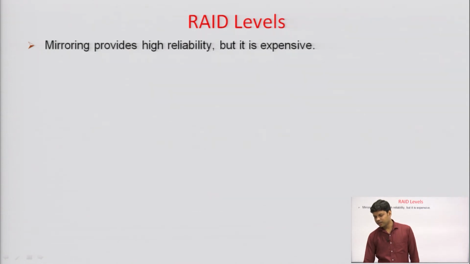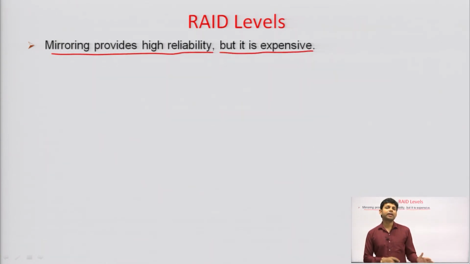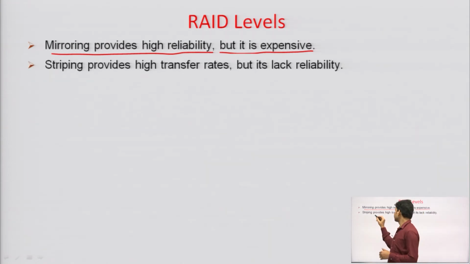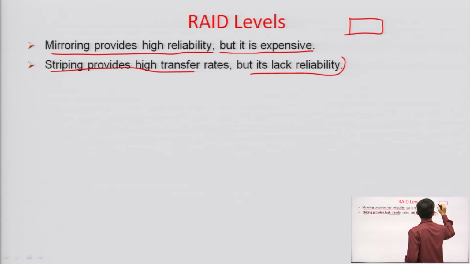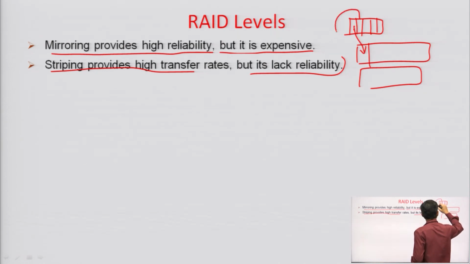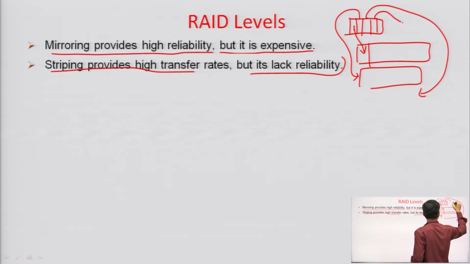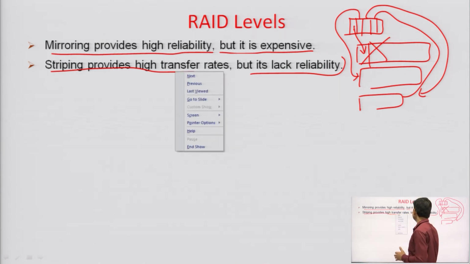So let's see what RAID levels are. Mirroring, we have already seen, provides high reliability but is expensive, as you have to use n number of disks. Striping provides high transfer rate but lacks reliability. Reliability means, suppose this was your whole bunch of data and you have divided it into blocks and keep the blocks in different locations, this block in hard disk 1, this in hard disk 2, this in hard disk 3, this in hard disk 4. Now if any disk fails, your data will be lost because you have divided the data into blocks. Mirroring provides high reliability just because you are copying the whole bunch of data to a different hard disk. Striping provides high transfer rate but lacks reliability.